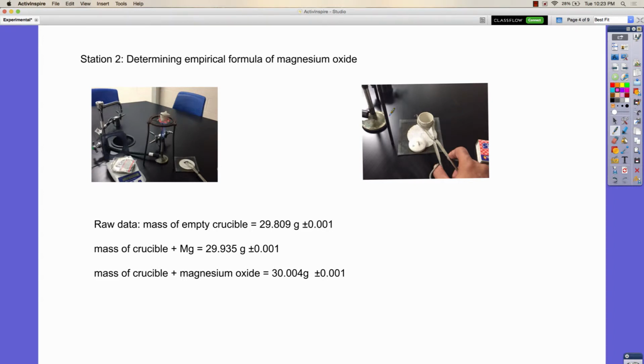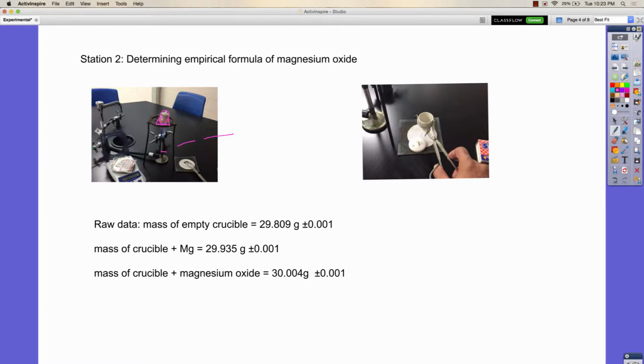At station number 2, you're going to find the empirical formula of magnesium oxide. These are the equipment: you should have a tripod, a crucible and its cover, a clay triangle, a Bunsen burner, crucible tongs, a balance, and magnesium.